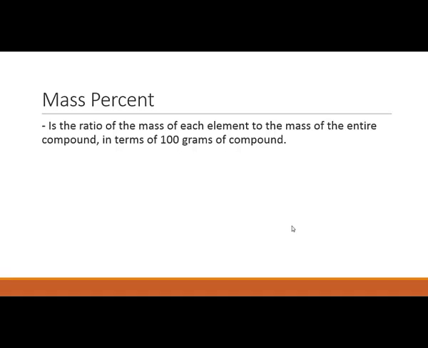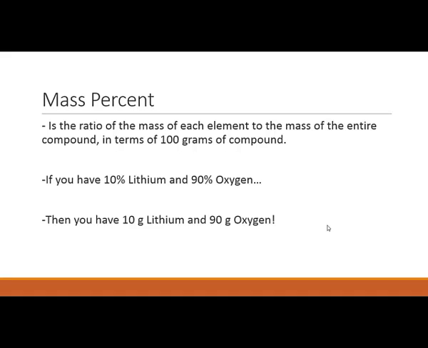First up is mass percent, which is the ratio of one element's mass to the mass of the entire compound. The easiest way to think of mass percent is to imagine that you have 100 grams of the compound in front of you. Let's also say, for example, that compound is 10% lithium and 90% oxygen. That means that you would have 10 grams of lithium and 90 grams of oxygen in front of you.